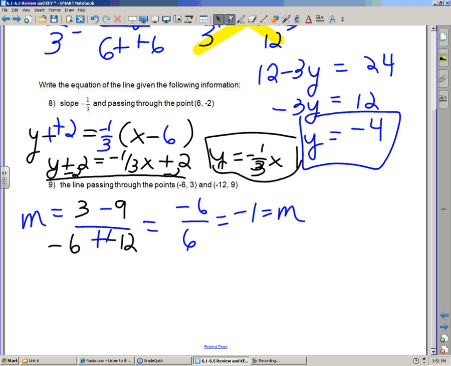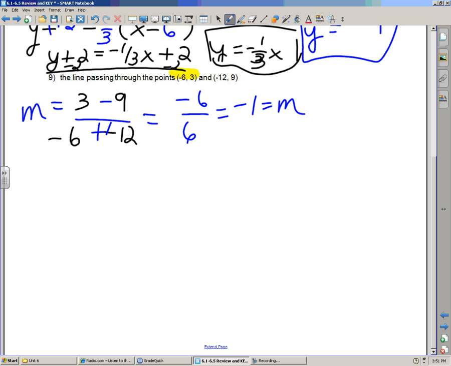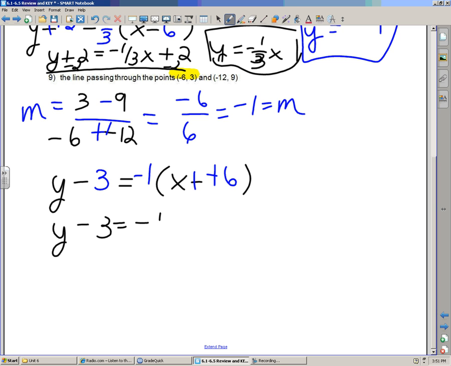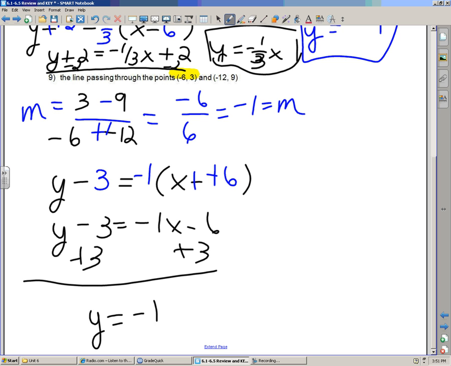You've got to pick one of those 2 points. I'm going to choose to do this point, no particular reason. Into my point-slope form, y minus y1 equals m times x minus x1. y1 is 3. The slope is negative 1. The x1 is negative 6. So then this becomes y minus 3 equals negative 1 times x minus 6. Add 3, add 3. y equals negative 1x minus 3.